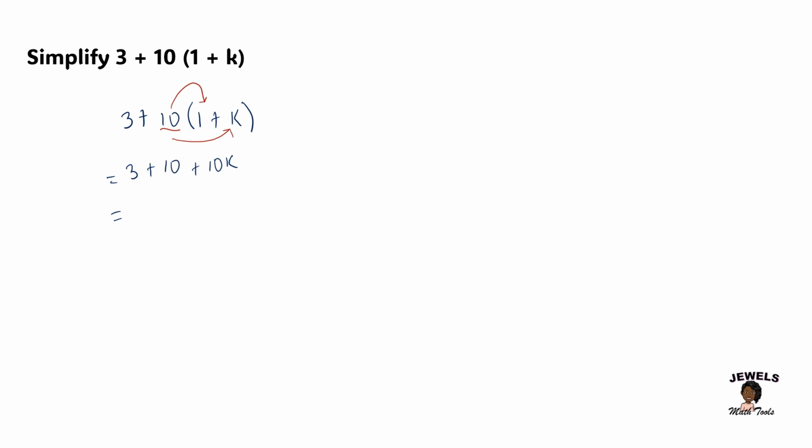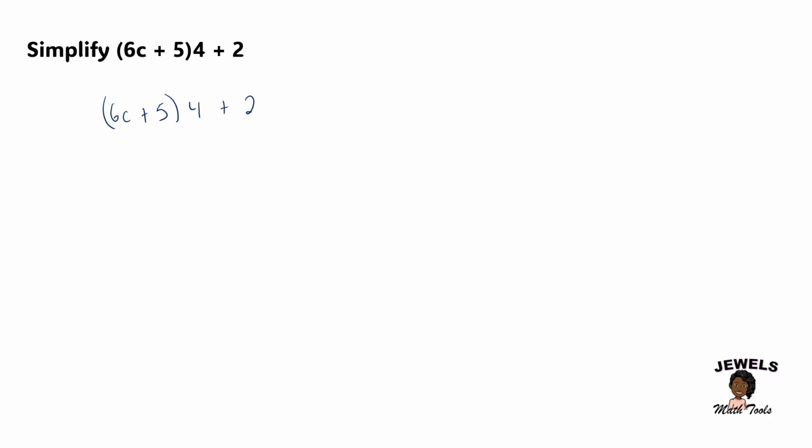And in simplifying, we're going to collect our like terms, which is 3 and 10. They're both constants. So 3 plus 10 will equal 13. And then we will add back our 10k. And since we are now working with unlike terms, that means that our expression has been simplified to its simplest form.